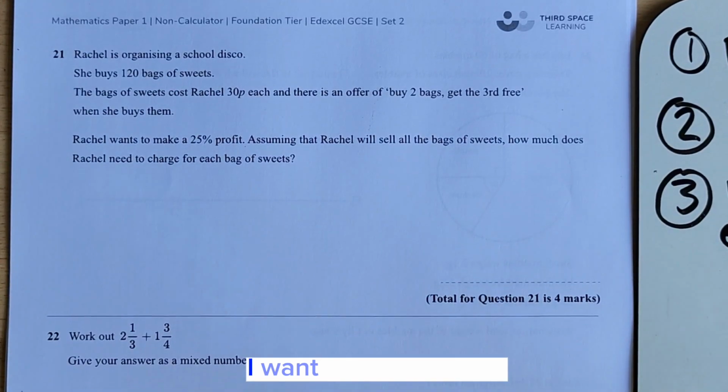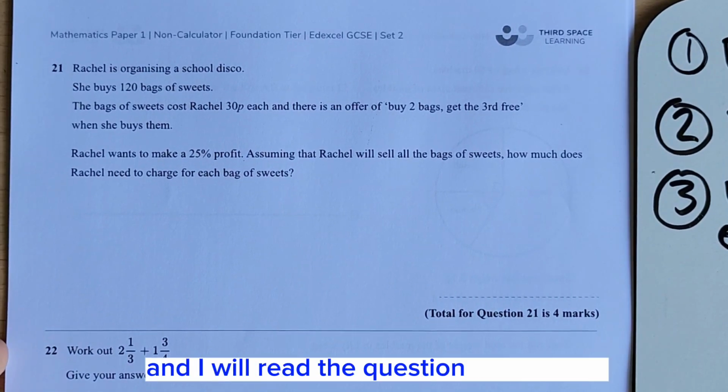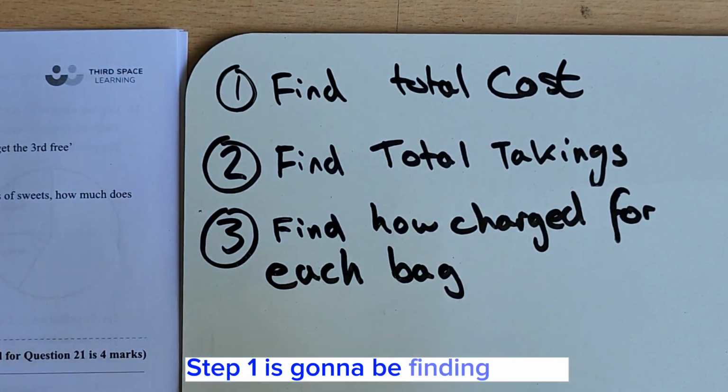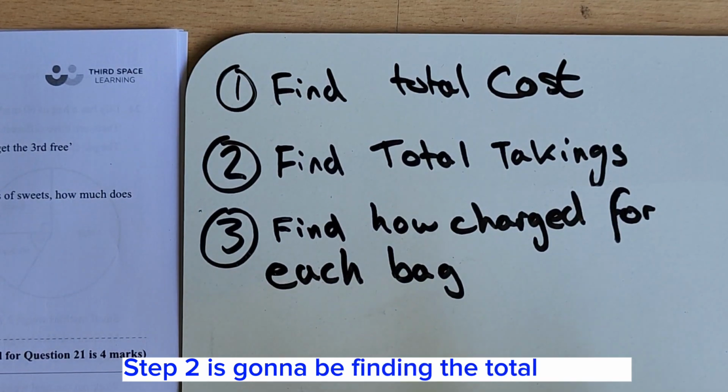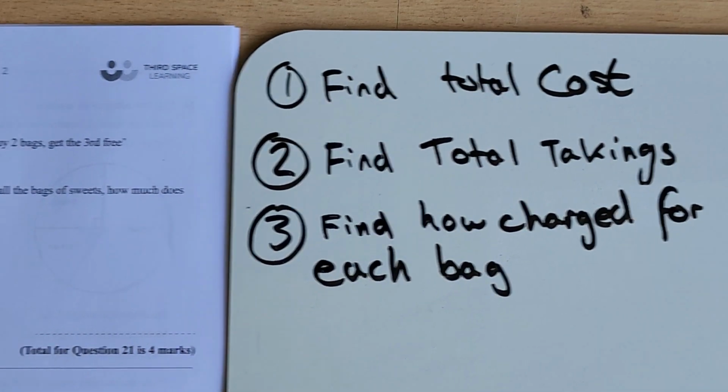Before we dive into it, I want to let you know there are 3 main steps to this question, and I will read the question in a second. Step 1 is going to be finding a cost. Step 2 is going to be finding the total takings. And step 3 is going to be finding out how much was charged for each bag.